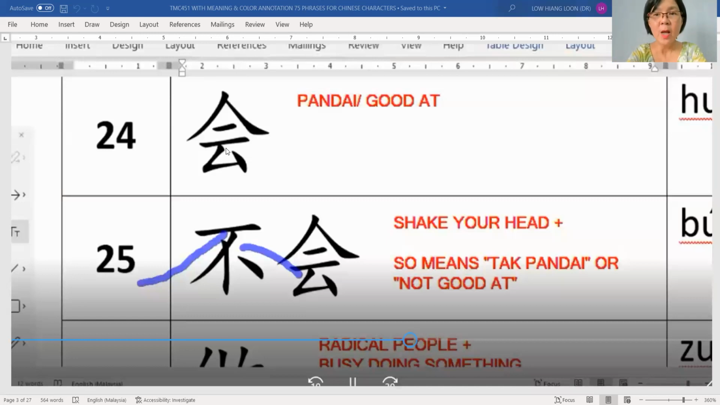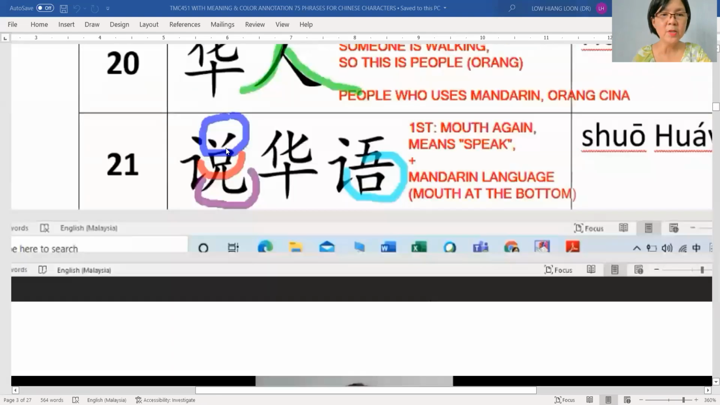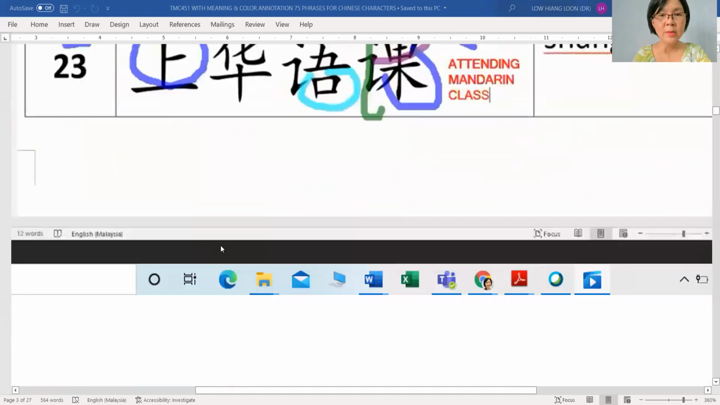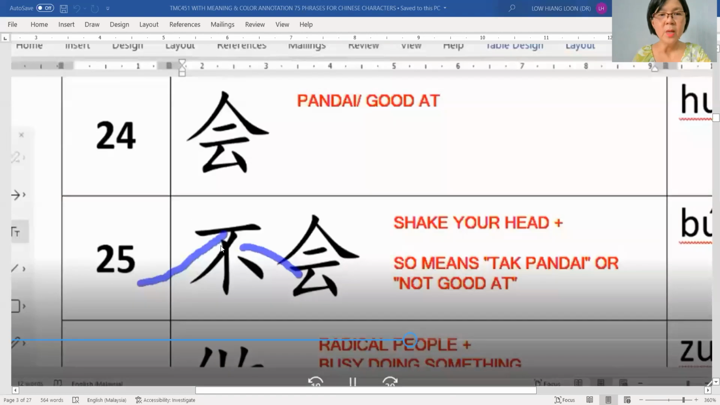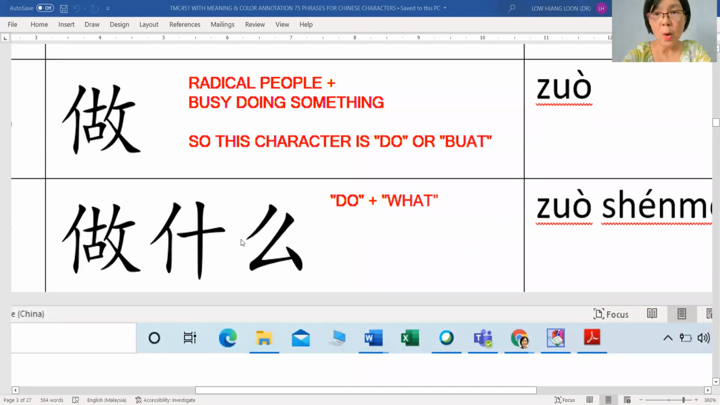For example, you want to say 我会说华语. See? Just now, the 我 you learned in level 1, and then come to the 会, and then the 说华语, just now, the one with the three parts of the body. Then there is a short sentence already that you should be able to tell. 会. If you shake your head, it becomes 不会. Okay? 好的. So this 会 and 不会, and then 做.